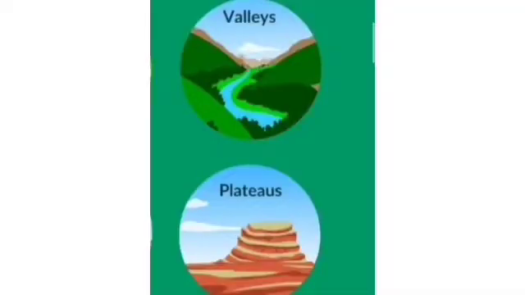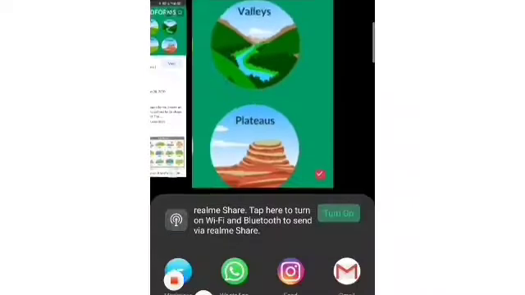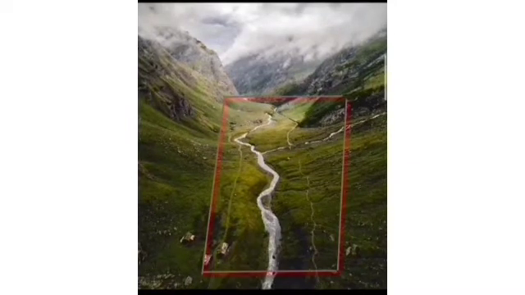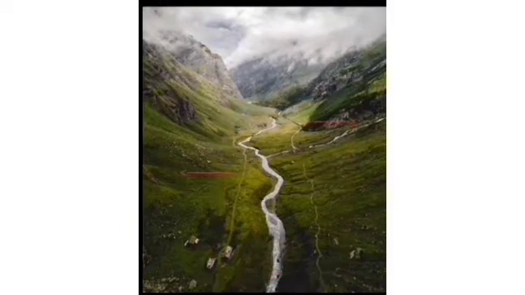In our previous class, we studied about 2 different types of landforms, that are valleys and plateaus. Landmass between 2 hills or 2 mountains is called a valley. Kids, can you see this land which I have marked with red lines? Yes, this land is between these 2 mountains. So this land is a valley.